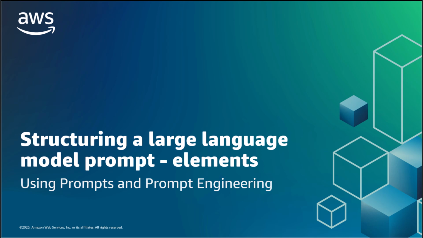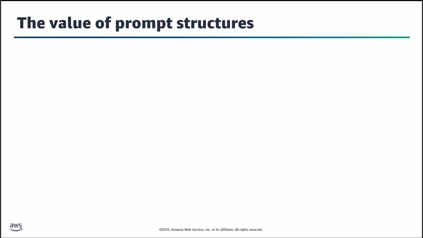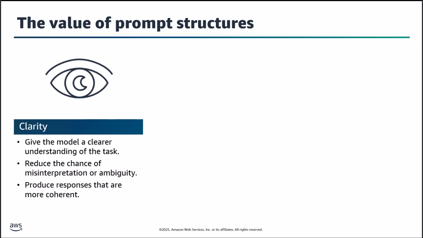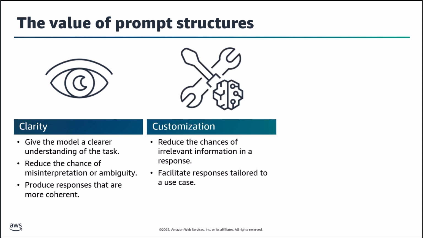This video looks at key structural elements used in designing prompts for large language models, or LLMs. A well-structured prompt helps to ensure that the generative AI model understands the exact task or information you want it to generate. By providing clear instructions, you can reduce ambiguity and increase the likelihood of producing the desired output. You can also include elements in your prompt to customize and shape the response to fit your specific use case.